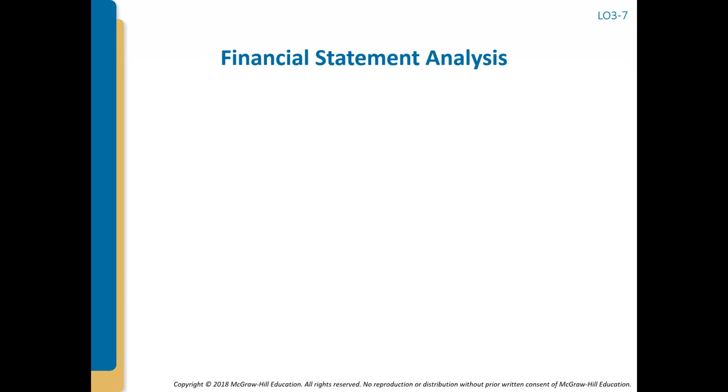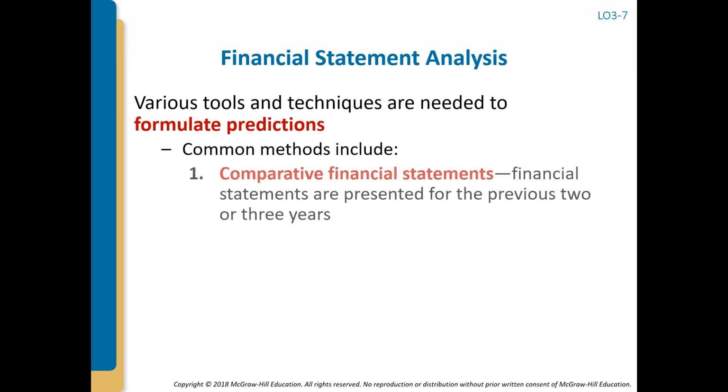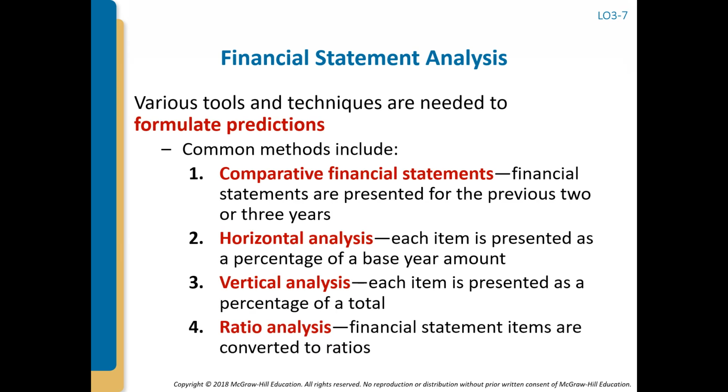The financial statement analysis is usually done by interested parties, for example potential investors and creditors. They usually use the financial statements for their analysis, and there are different types of analysis. Number one is the comparative financial statements, number two is the horizontal analysis and the vertical analysis, and the final one is the ratio analysis. We are interested to know some ratios. Let's go there.